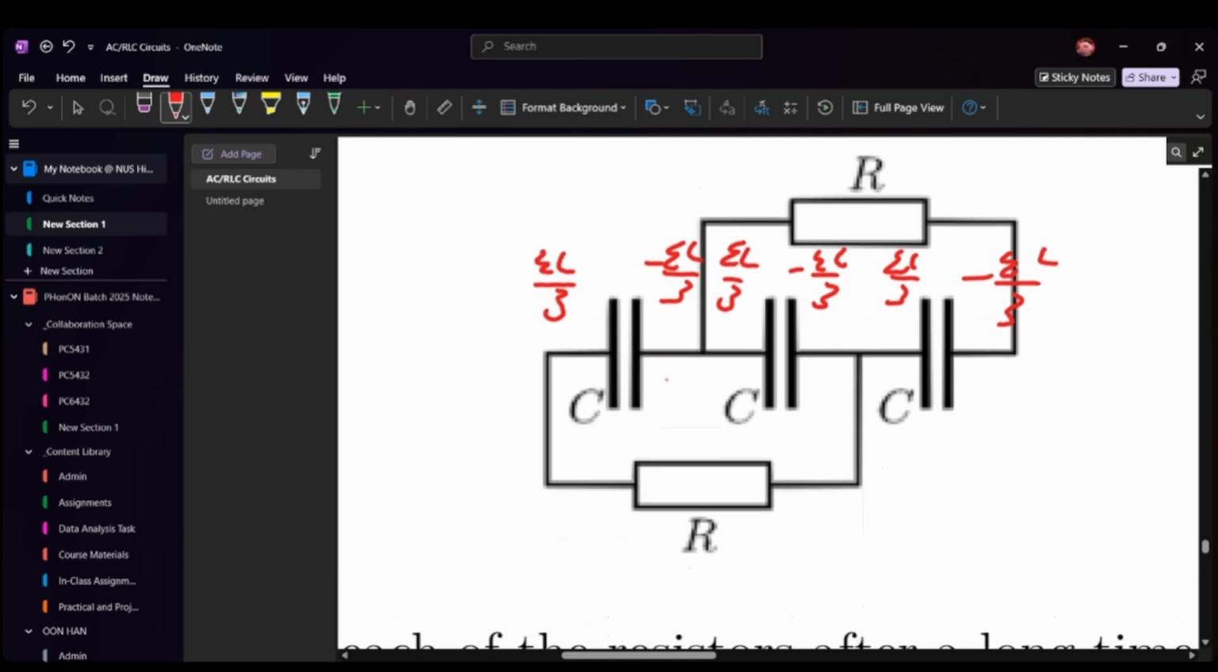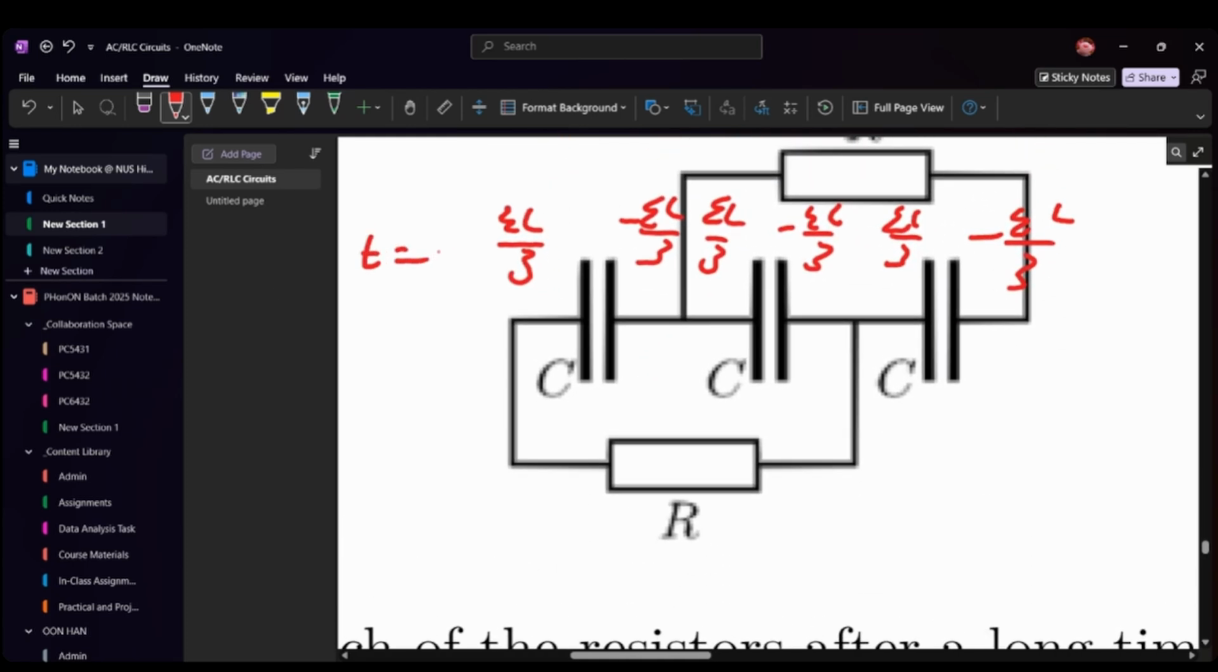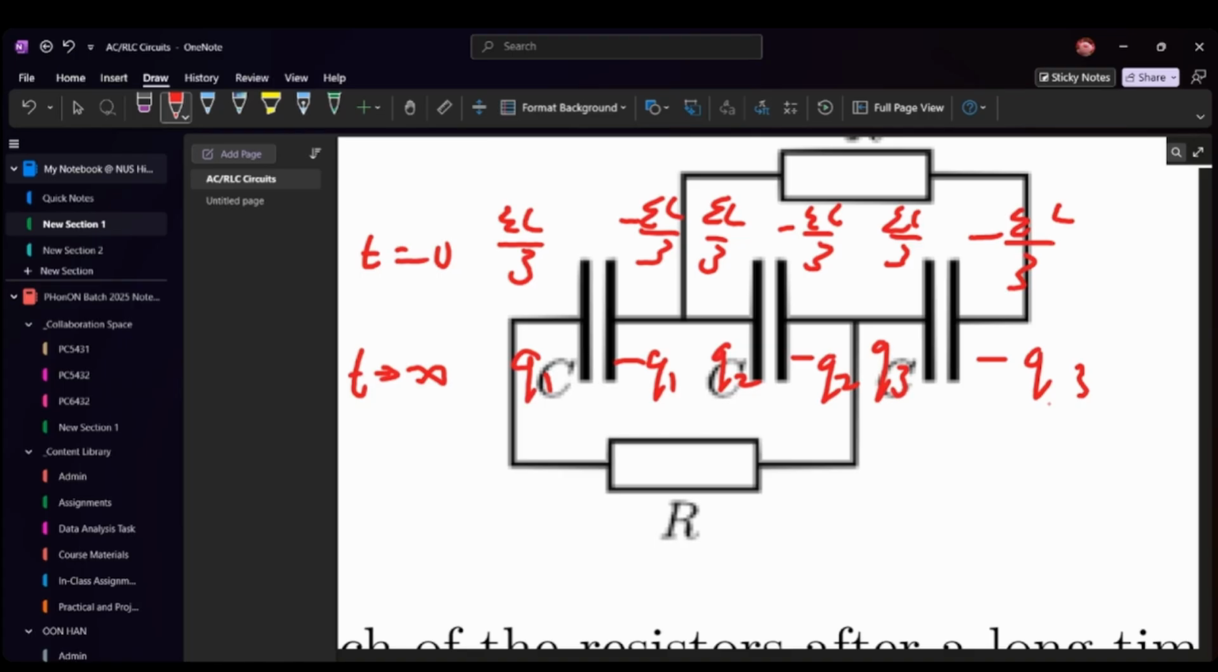And this is the initial charges. Then what we're going to do is say this is t equals 0. And after a long time, so let's say t approaches infinity, we let the charges on each of these plates be this instead: Q1, minus Q1, Q2, minus Q2, Q3, minus Q3. So something like this, right?